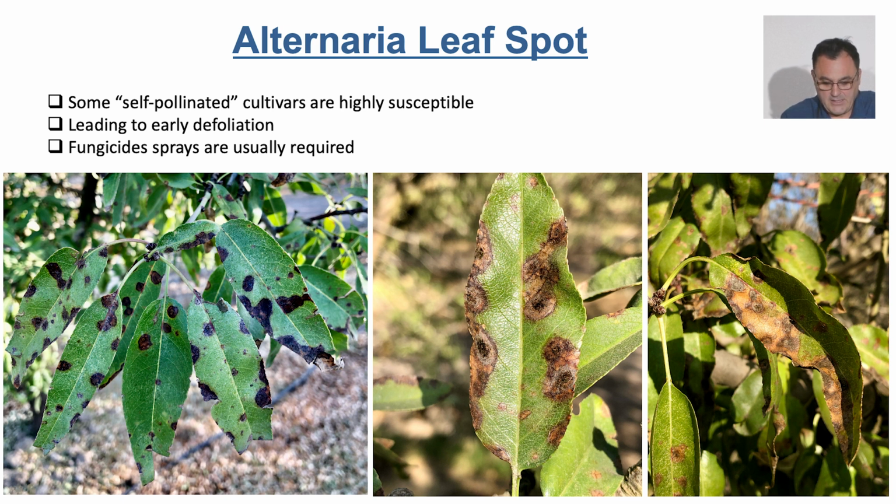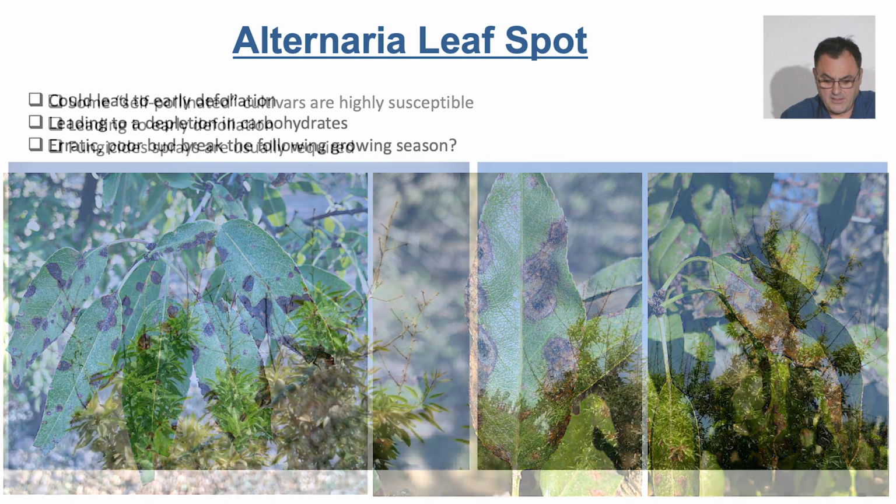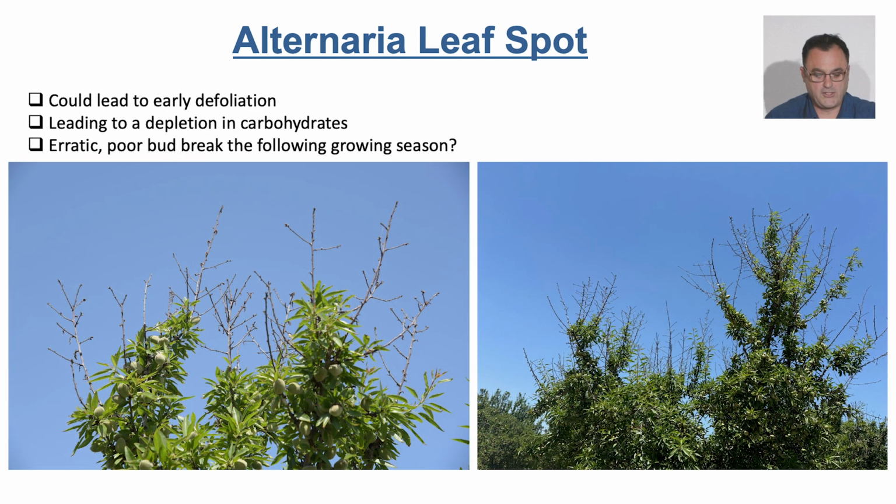But there have been such situations, the same self-pollinated cultivar, where this is at this point speculation, but we've seen these orchards suffering heavy Alternaria infections. The tree eventually defoliates. They store less carbohydrate. There's complete depletion, and so basically, when trees push the following years, we've seen this sort of erratic bud break that eventually, again, could be related to a heavy infection in previous years.